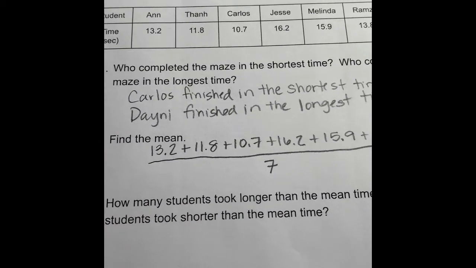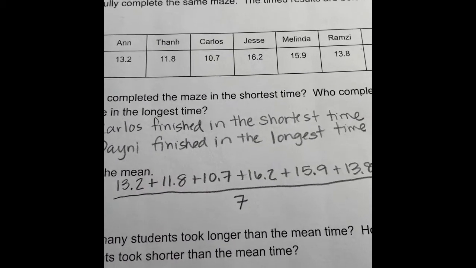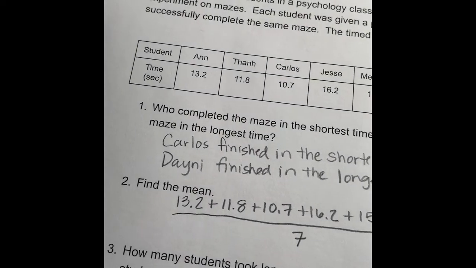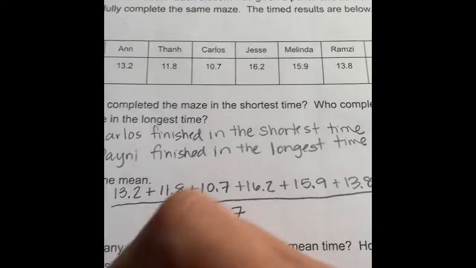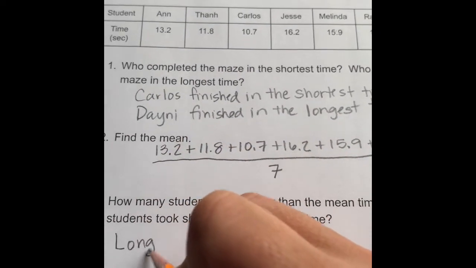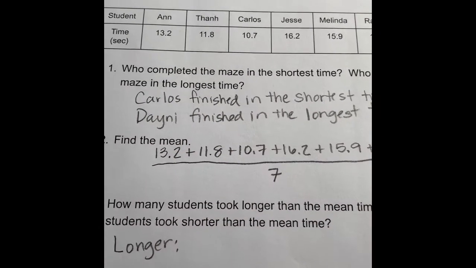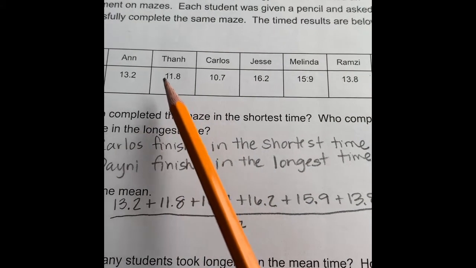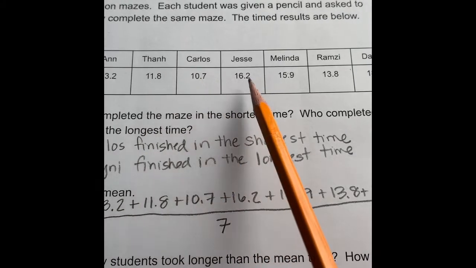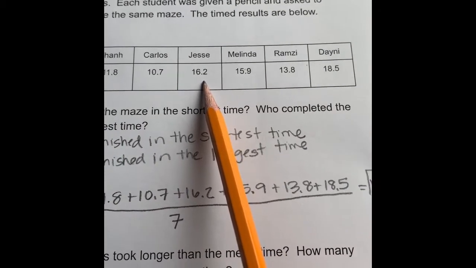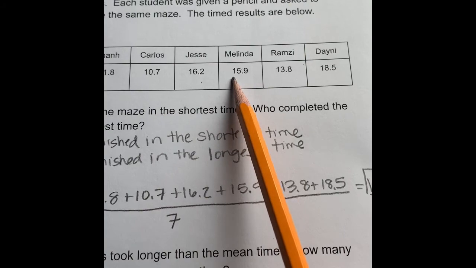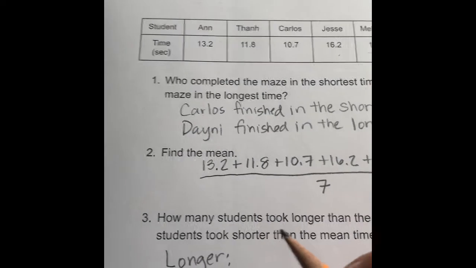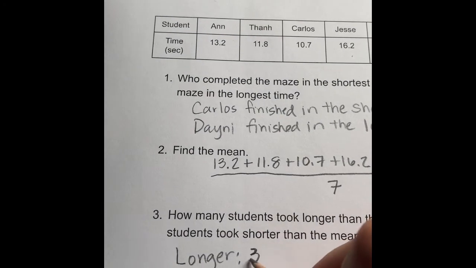Number 3, how many students took longer than the mean time? So anybody who took longer than 14.3 seconds would fit into this category. So longer, let's see, how many do we have that took longer than 14.3? Not Ann, not Tan, not Carlos. Jesse did, so there's 1. Melinda took longer, not Ramsey, and then Danny. So we have 3 students that took longer.